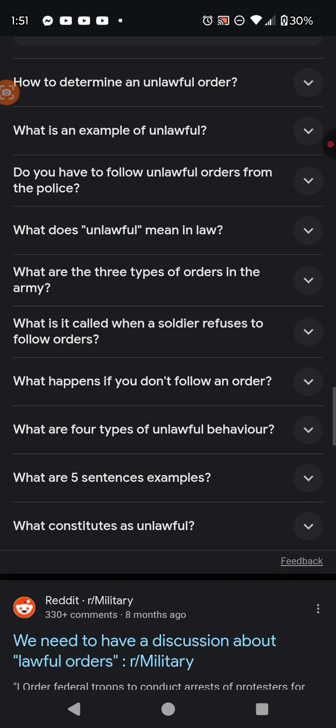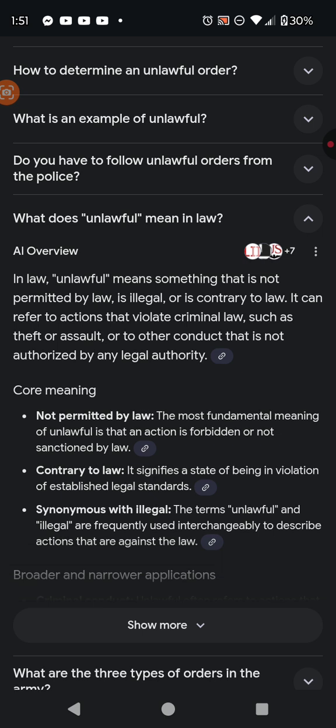What does unlawful mean? In law, unlawful means something that is not permitted by law. It's illegal or contrary to the law. It can refer to an action that violates criminal laws such as theft or assault, or other conduct that is not authorized by legal authority.